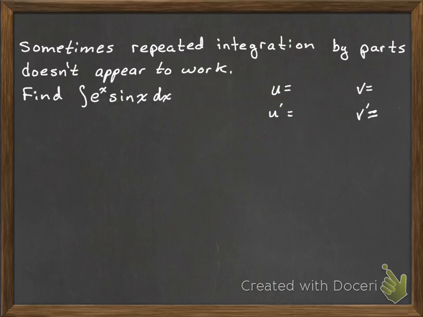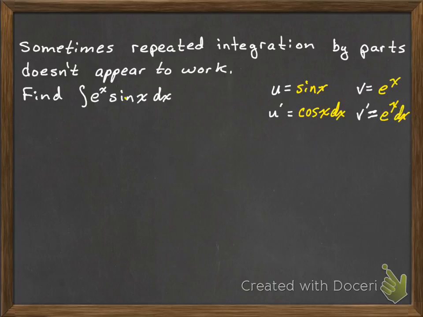All right, so the next situation you're going to run across is sometimes repeated integration by parts does not appear to work. And so let's take a look at what happens here. All right, so the trig part here comes before exponential. Exponential is always last. So sine is going to be the u value, which means v prime is e to the x dx. All right, u prime will be the derivative of sine, which is cosine x dx, and v is the antiderivative, which is e to the x.